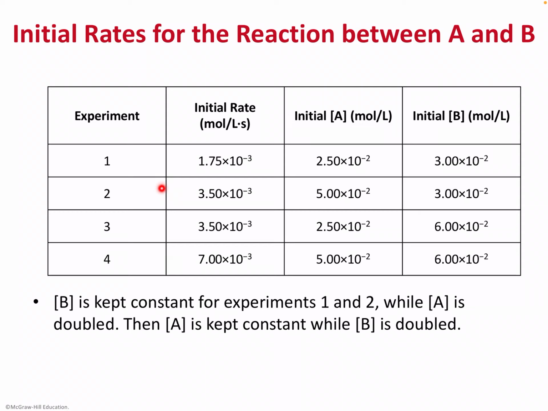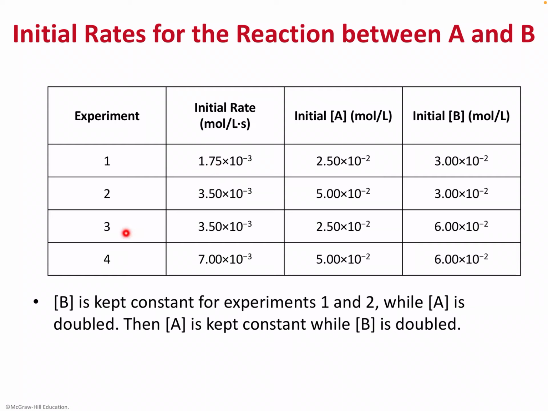In experiment 2, you perform another one. Now you double. You see here initially we have 2.50. Now you double the concentration of A, 5 times 10 to the negative 2. So for the second experiment, we keep the concentration of B constant. You see, in 1 and 2 we have the same concentration of B, but we double the concentration of A and then get the rate data, the initial rate. 3.5 is what we had found.